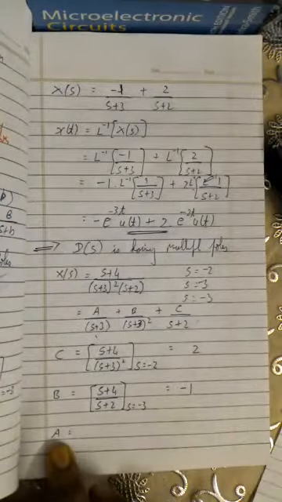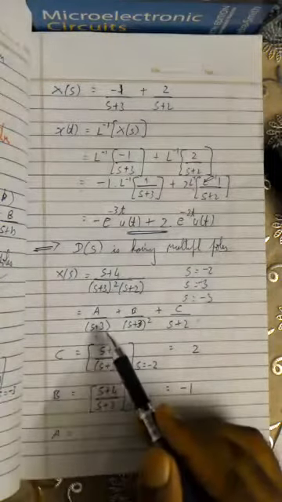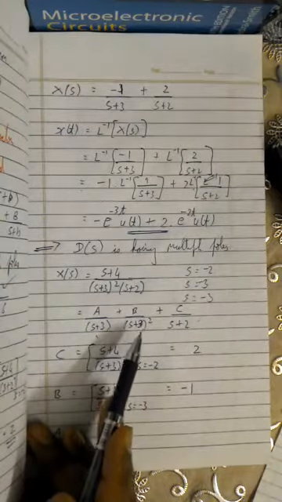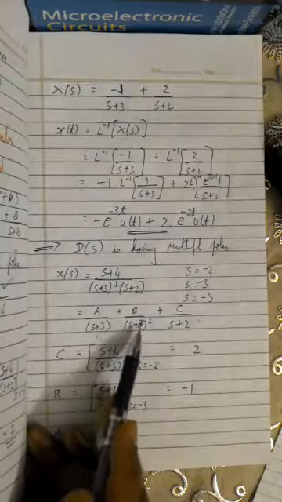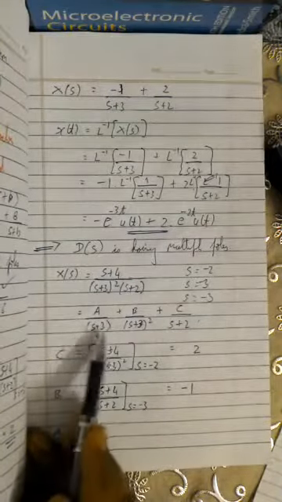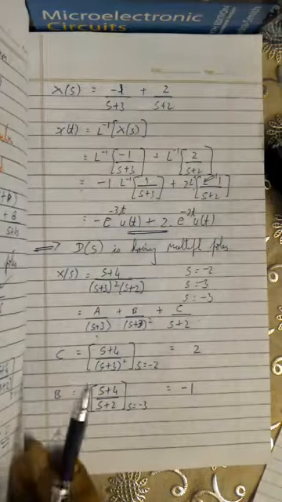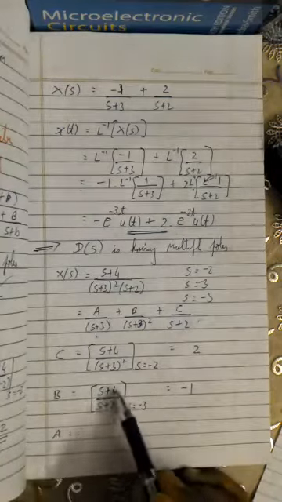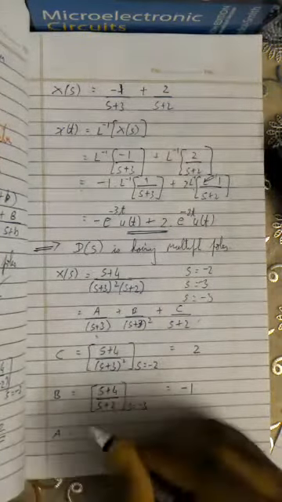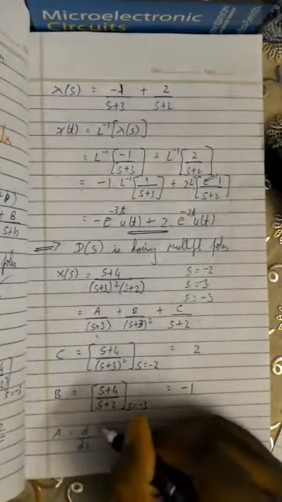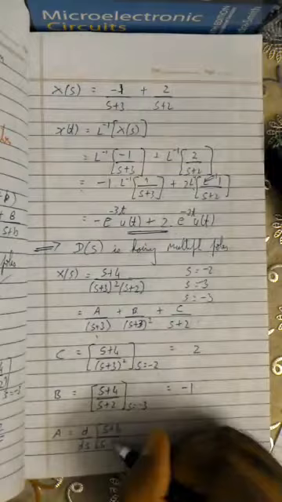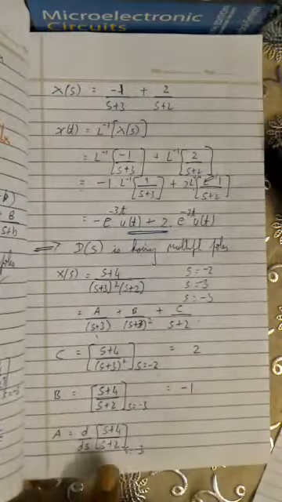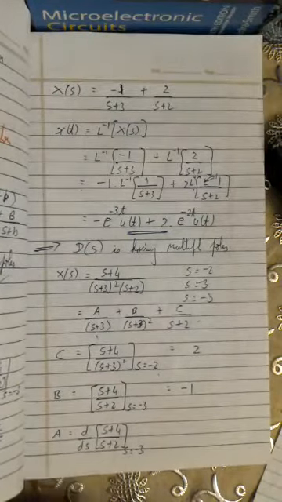How to find the value of a is, here you can see that the denominator power of a is 1, and the denominator power of b is 2. So what you're going to do is simply differentiate this one time, that is, the value of a is nothing but differentiating this one time and then substitute the value of s as minus 3. This is the shortcut method of finding the value of a.